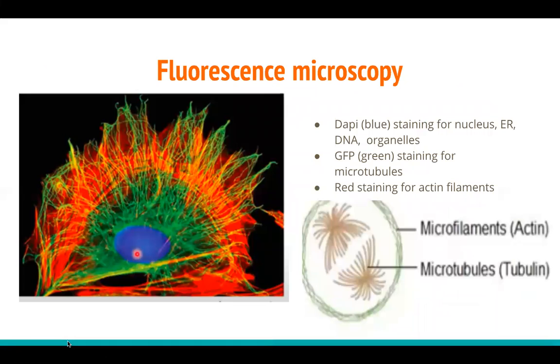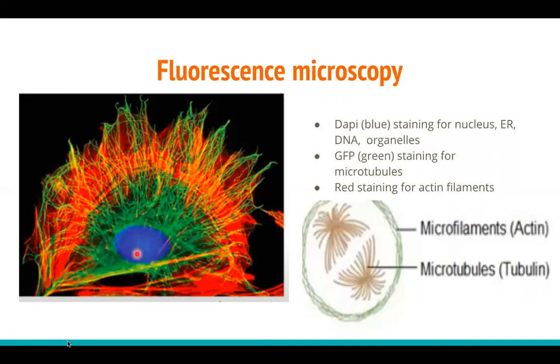And then the other thing we're going to cover is fluorescence microscopy. This is a very common technique used to see how the structure is formed in the cell and how it does its function. A good rule of thumb when looking at a picture like this is that the blue staining, the DAPI blue, is for things like DNA or nucleus, ER, or any other organelles like that. The green fluorescent protein, or GFP, is for microtubules. And then the red staining is for actin.